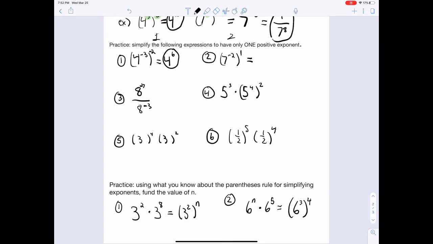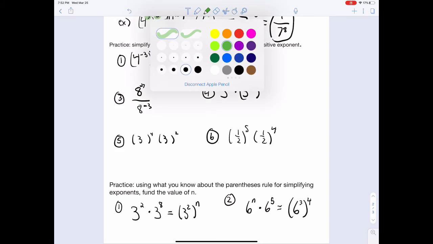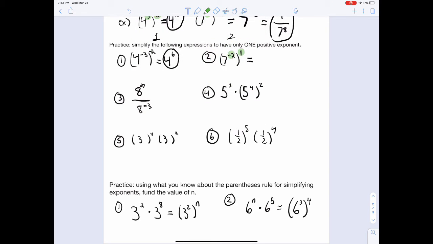All right, 7 to the negative 2 to the 1 power. Well, you're going to do negative 2 times 1, so you're going to do this number times this number because they're both in the exponent location. They're both upstairs. So you're going to do 7 to the negative 2. And then you know that 7 to the negative 2 is really just 1 over 7 squared. Simplifying, right? We're not going to get a final value necessarily.